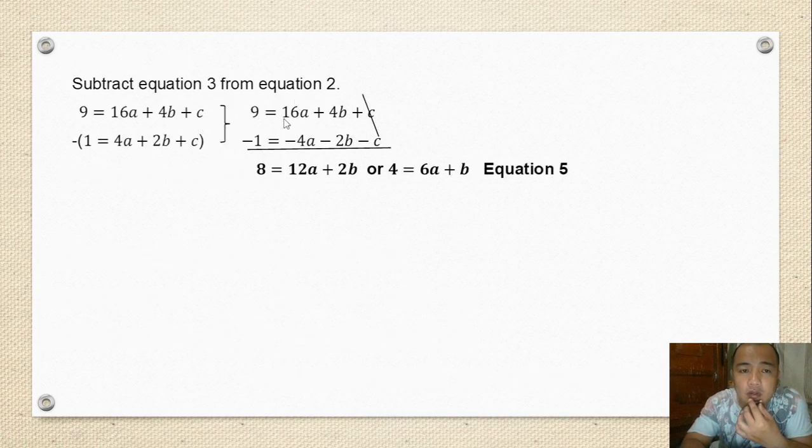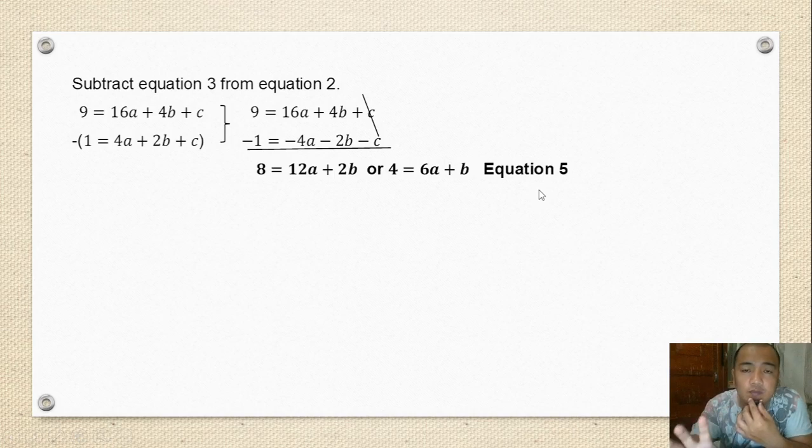This is equation 2, 9 equals 16a plus 4b plus c. Equation 3 is this, 1 equals 4a plus 2b plus c. By multiplying by negative 1, it becomes negative 1 equals negative 4a minus 2b minus c. Cancel c, then subtract. 9 minus 1 is 8, 16a minus 4a is 12a, 4b minus 2b is 2b. Divide all terms by 2. 4 equals 6a plus b is our equation 5.